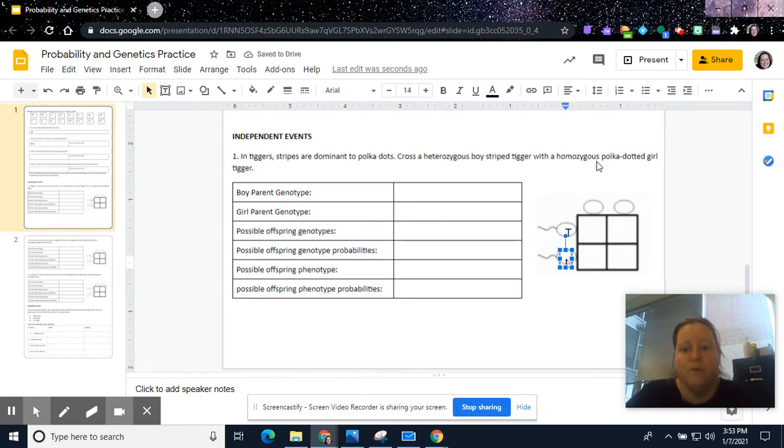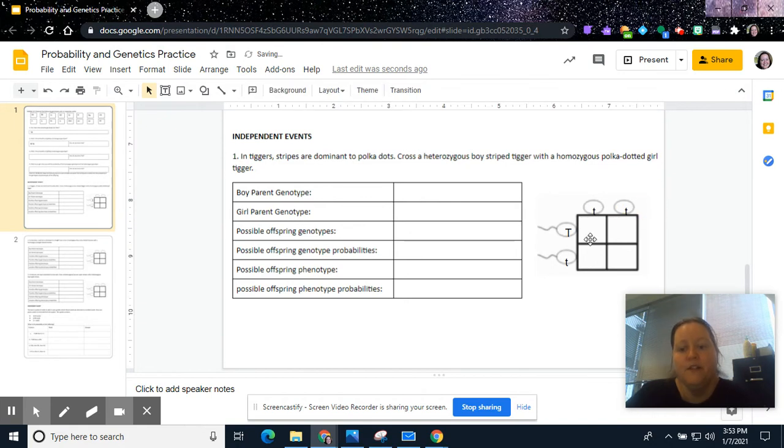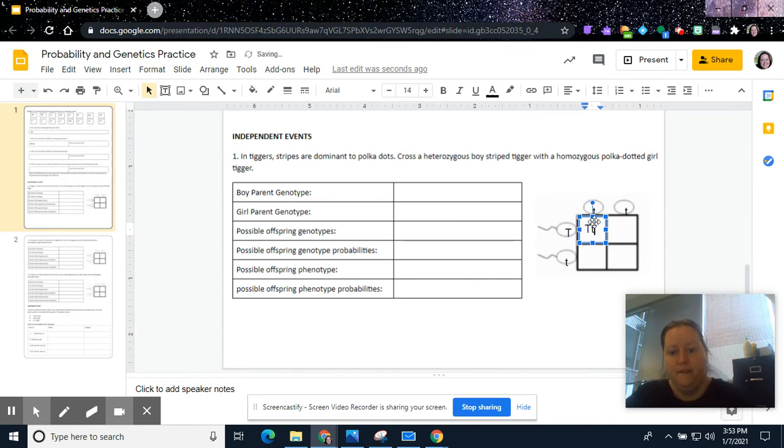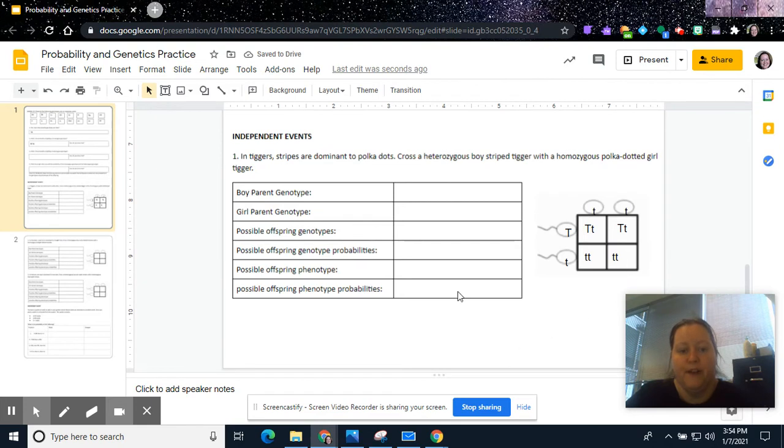And then the girl is homozygous polka dot. Polka dot, if you go here, so stripes are dominant, that means polka dot is recessive. So she would have 2 little t's. So then when you go to match these, this option would have a big T and a little t. Here we'd have a big T and a little t. Here we'd have a little t and a little t. And here we'd have a little t and a little t. So here's what your Punnett square should look like.